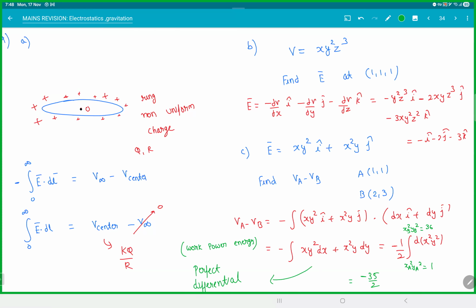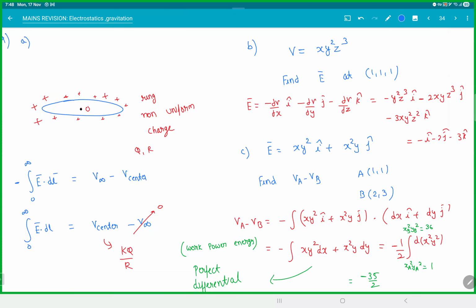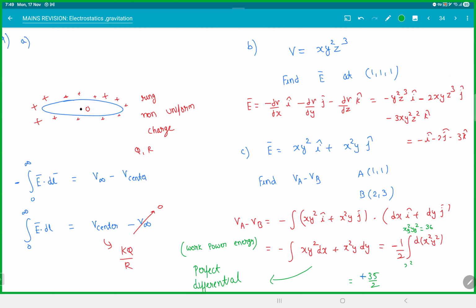Clear with this? All clear? Any doubts on this? And be careful with that VA minus VB, right? So I think I wrote wrong. Wait, I wrote wrong. It's plus actually. Because when you say VA minus VB, the upper limits are XA and X, this thing.